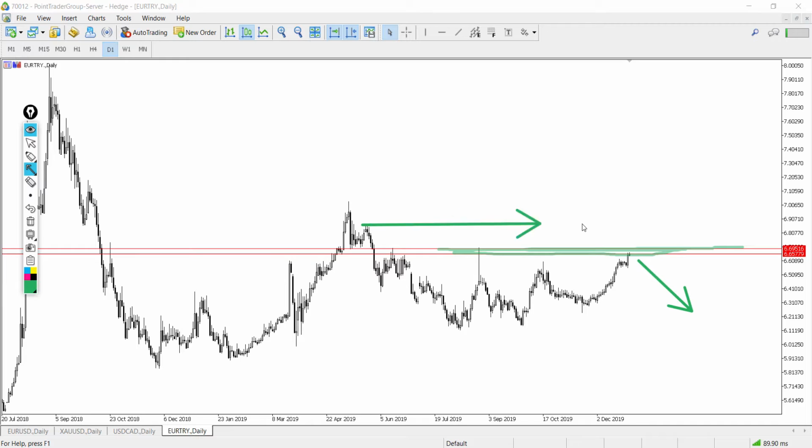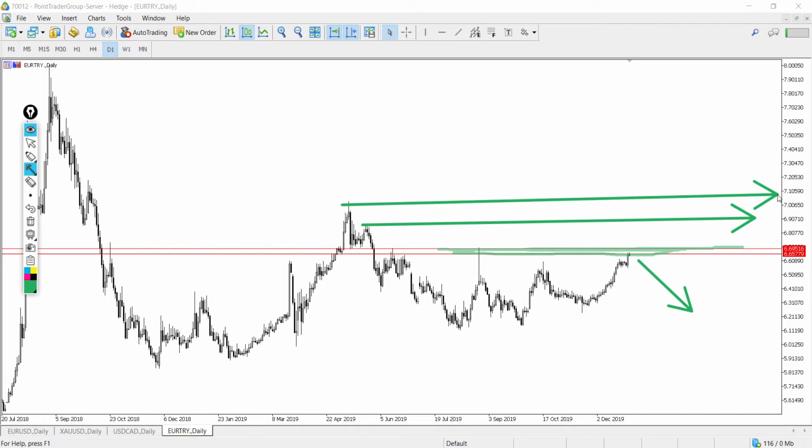On the other hand, if the level of 6.6950 is broken to the upside, this means the price might continue going upwards to reach at least 7 to 7.10. So I hope this helps.